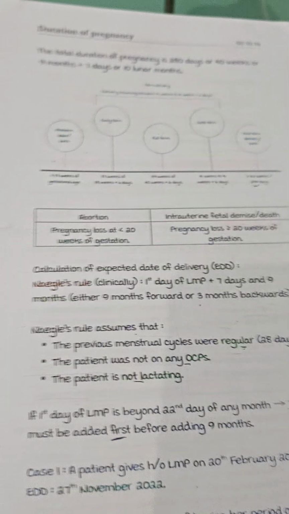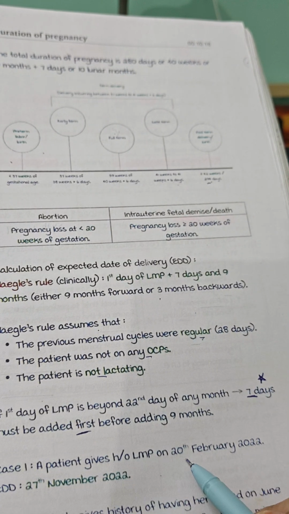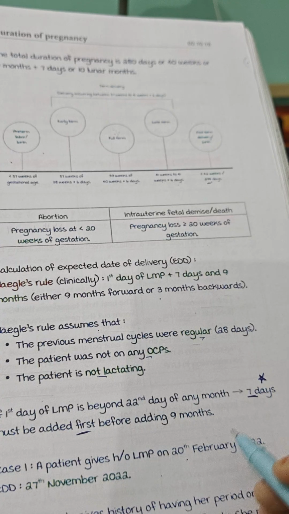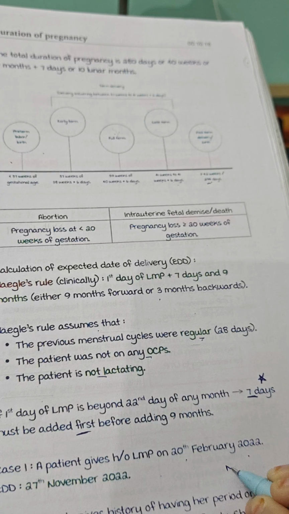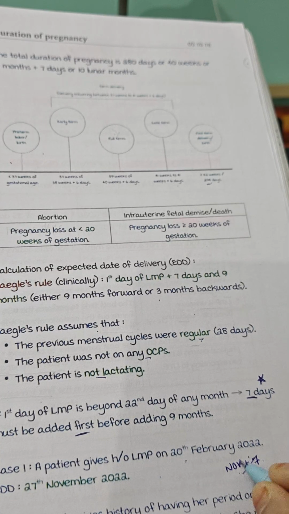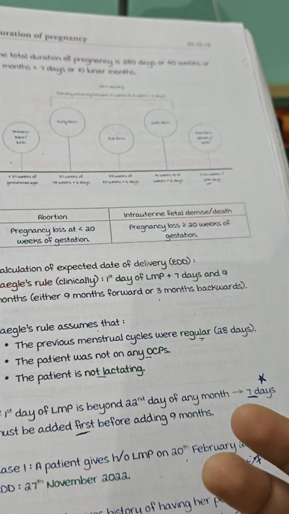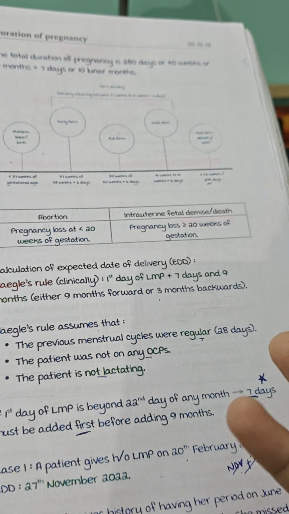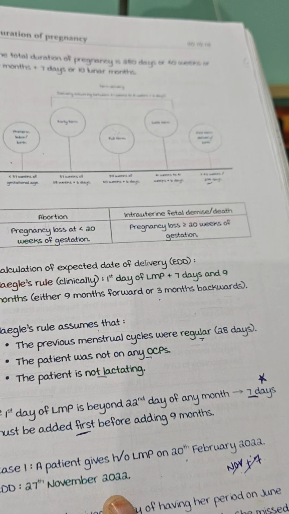For example, a patient gives an LMP of 20 February 2022. So we will subtract 3 months, then the month comes to November, and then we add 7 days. If we add 7 days, then it will become 27th of November. So the EDD is 27th of November, or we can calculate it forwards like Feb to March, April, May, June, July, August, September, October, November. So 9 months means November, and 7 days we add to 20, then it will become 27th November 2022.